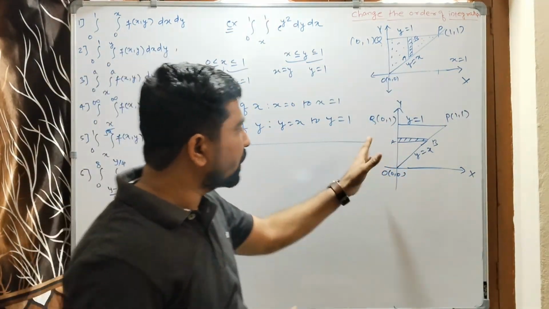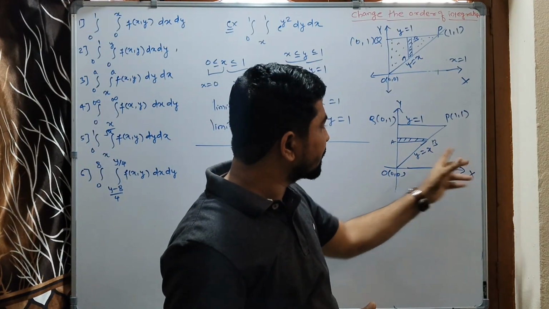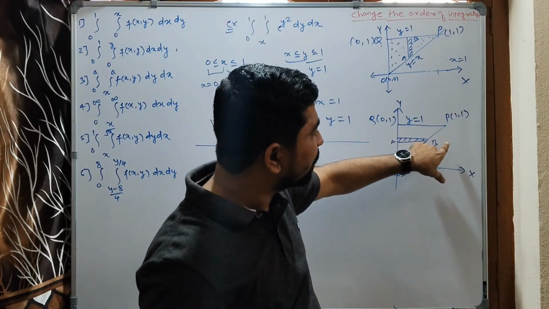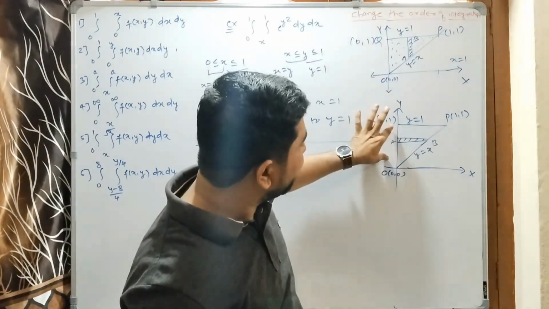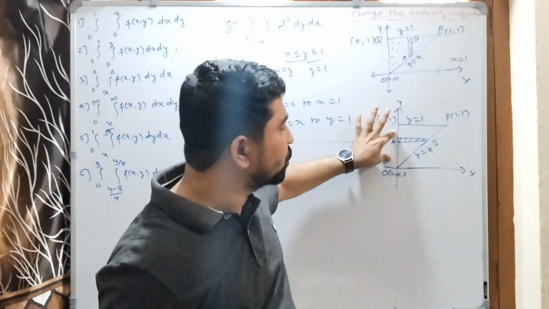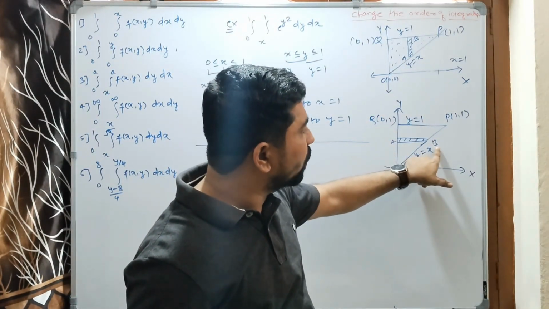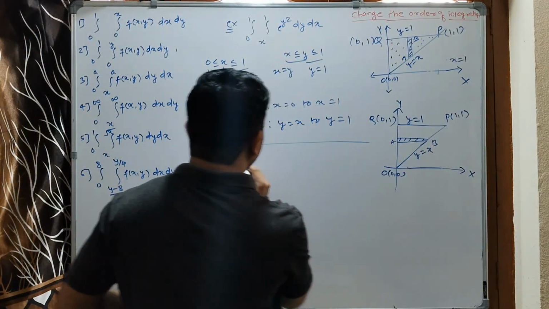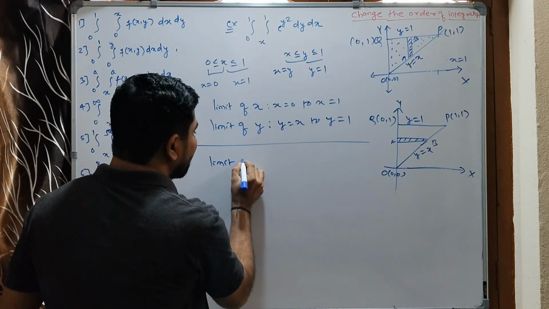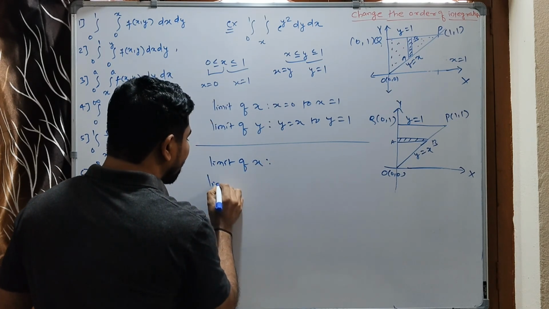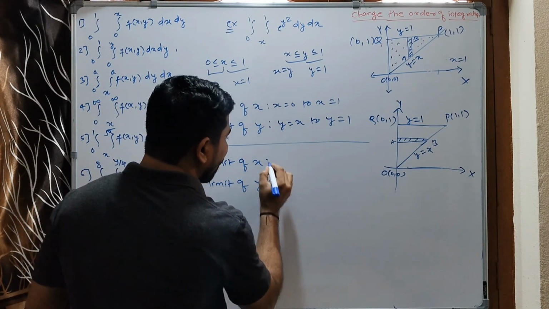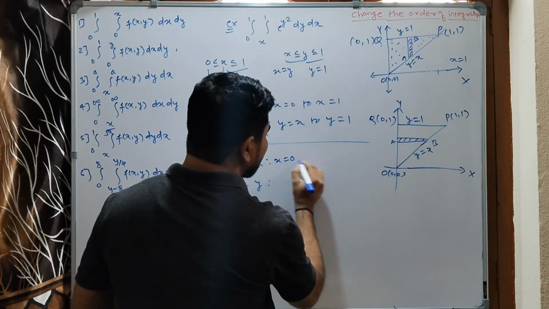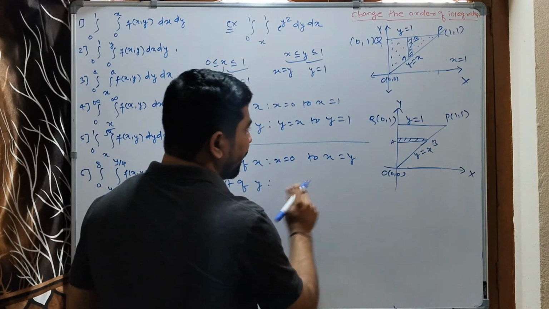Now tell me the limits of x. Along the x-axis, x equals 0. Here my strip starts at the y-axis and terminates on the line y equals x. Along the y-axis the value of x equals 0, so x goes from 0 to y. At this line, if y equals x, then x equals y. Therefore the limits of x are x equals 0 to x equals y.